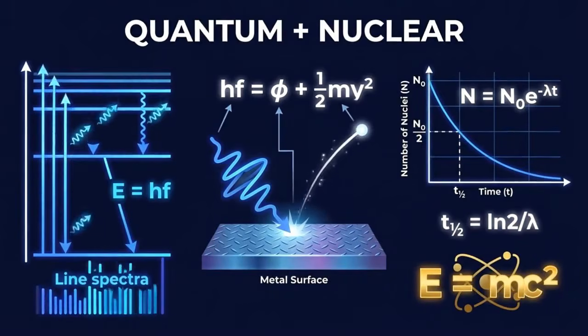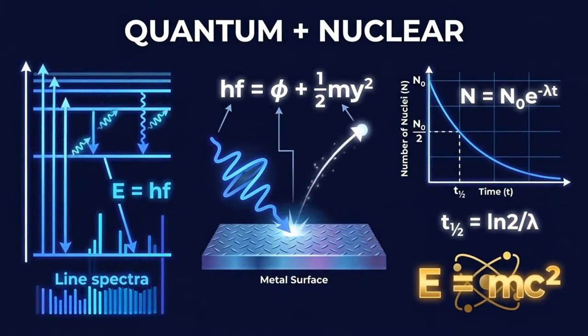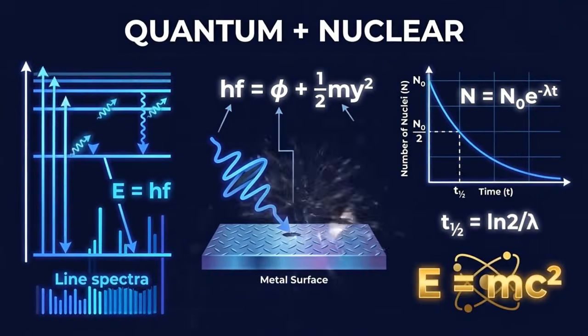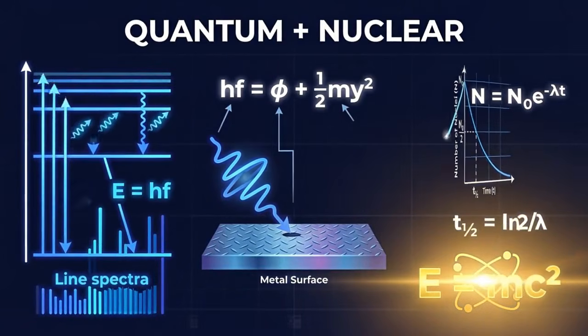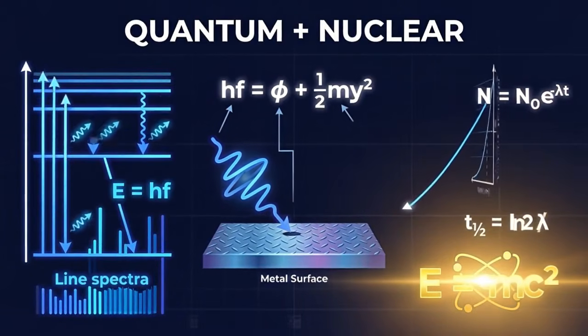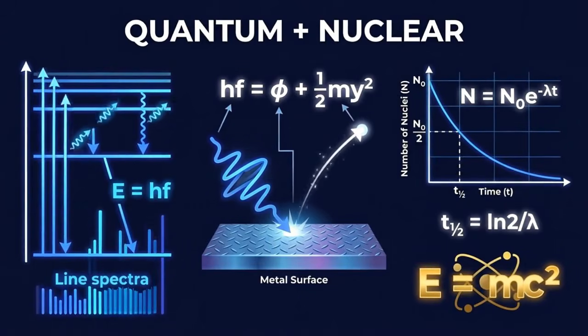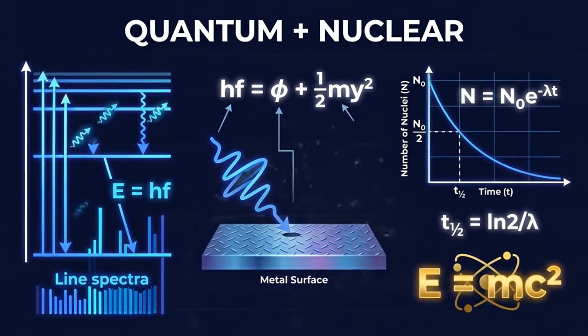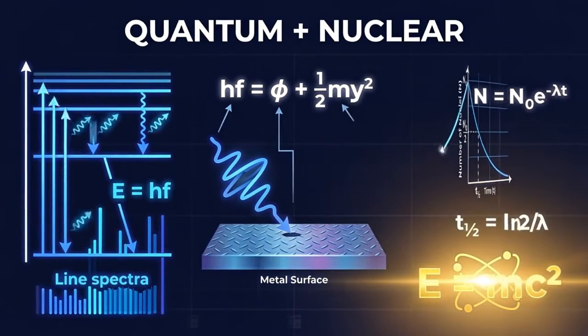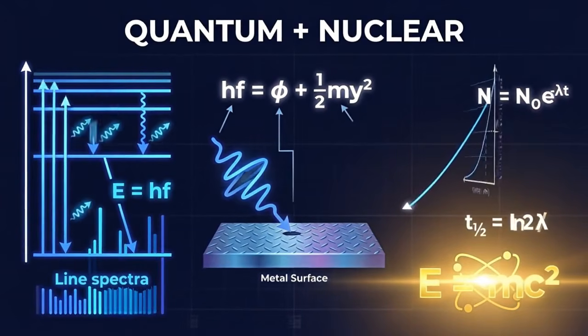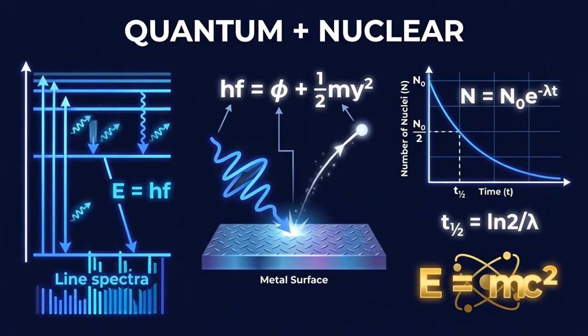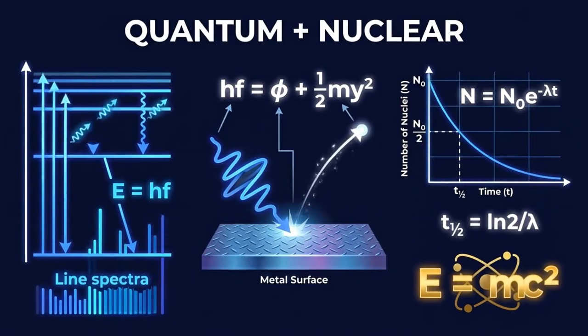Quantum physics and nuclear. These appear in Section A every year and can also appear in optional topics. For the photoelectric effect, a single photon is absorbed by a single electron. The photon energy is hf. If hf is less than the work function phi, the electron cannot escape, no matter how intense the light. This is why there is a threshold frequency.